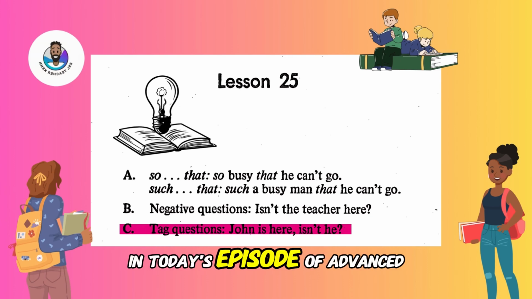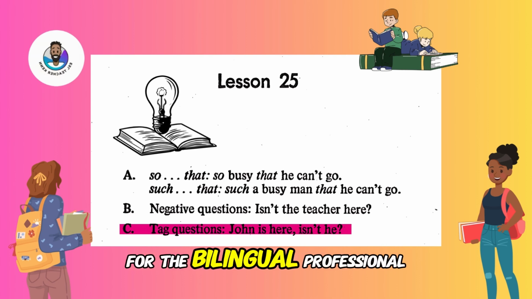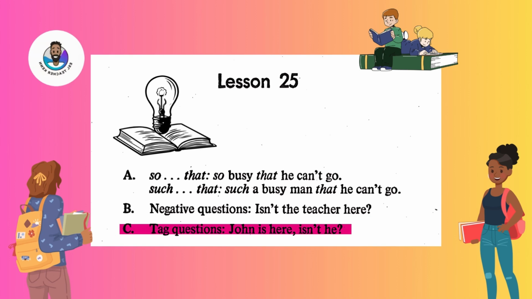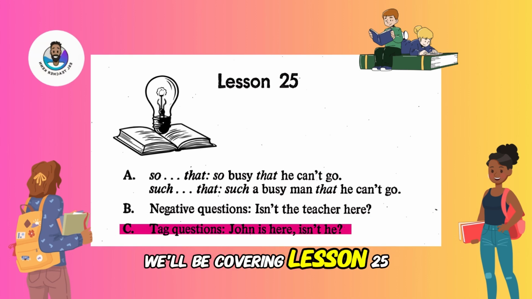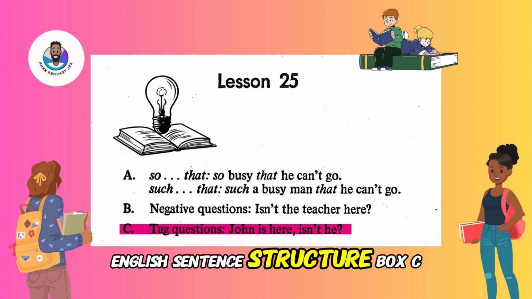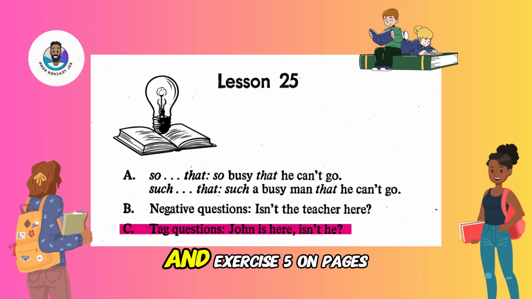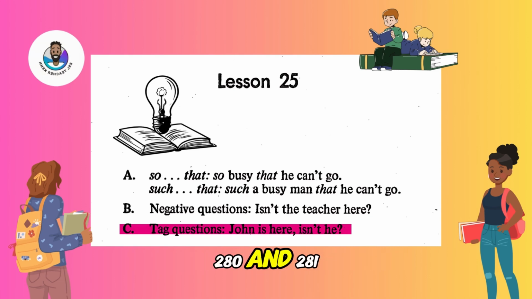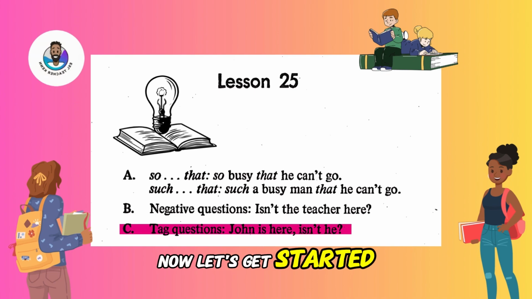In today's episode of Advanced English for the Bilingual Professional, we will be discussing tag questions. We'll be covering Lesson 25 in our book, English Sentence Structure, Box C, and Exercise 5, on pages 267 and 268, which correspond to PDF pages 280 and 281. Now, let's get started.